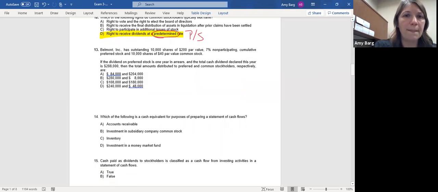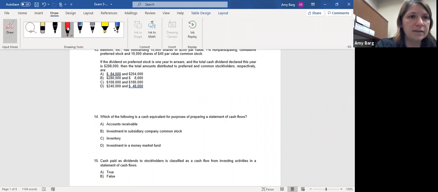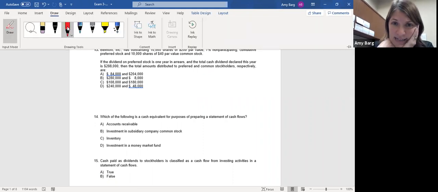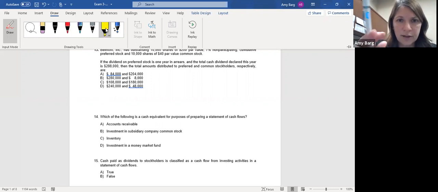Okay, so Belmont Inc. has outstanding 10,000 shares of $200 par value, 7% non-participating cumulative preferred stock, and 10,000 shares of $40 par value common stock. If the dividend on preferred stock is 1 year in arrears, and the total cash dividend declared this year is $288,000, then the total amounts distributed to preferred and common stockholders respectively are. Okay, so I want to highlight a few things here.